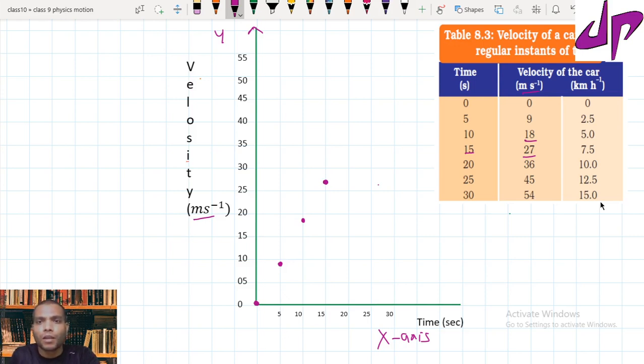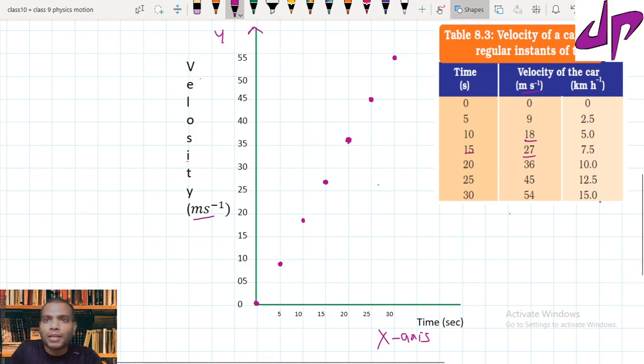Now the next value, when the time equal to 20 seconds, the velocity is 36 meter per second, just right above the 35. So we will mark it here. And second last point, when time equal to 25 seconds, velocity equal to 45 meter per second, right here at the intersection point. And the last value, when time equal to 30 seconds, velocity equal to 54, just below the 55. So right here we can put the mark.